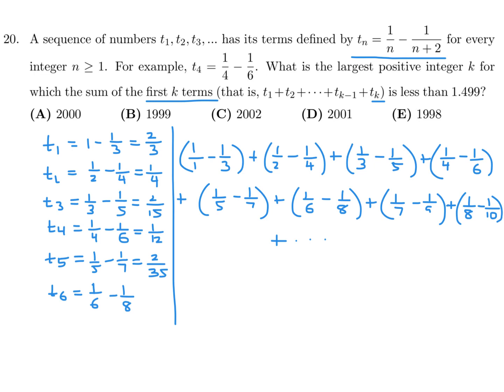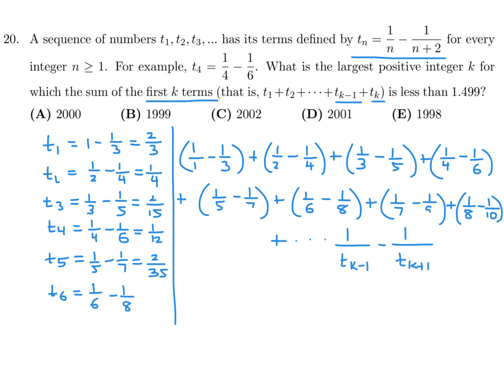And yeah, all the way to t_k. So let me just put in the last two. The last two would be these guys. So that would be t_(k-1) and t_k. So t_(k-1) would be 1 over (k-1) minus 1 over (k-1)+2. So it would be t_(k+1).